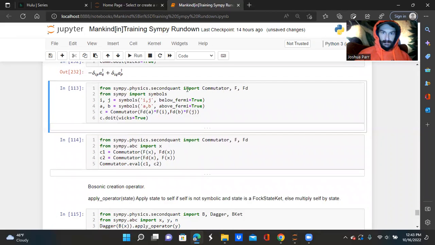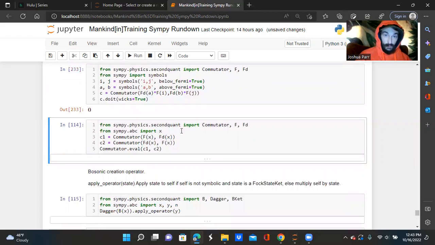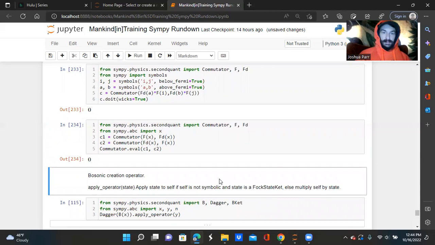And we have second quantization again, commutator, creating a value C that is the commutator operation of F dagger A, F I, F dagger B, and F J. And again, wicked because I want Kronecker sum. 0 again and 0.